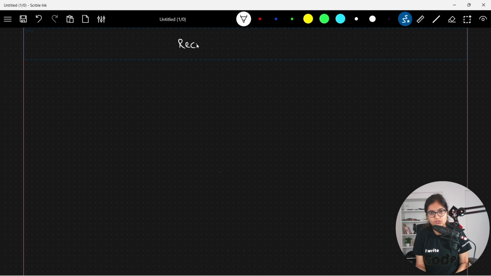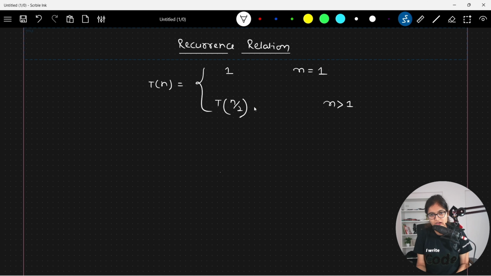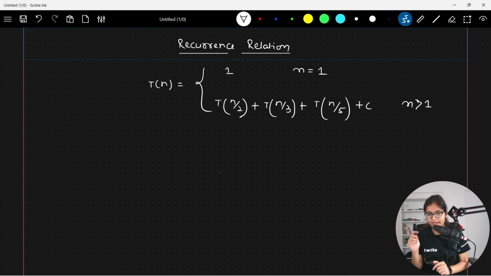For example, a recurrence relation is given to us, which indicates that the value of T of n is equal to 1 when n is equal to 1, and when the value of n is greater than 1, it is equal to T of n by 2 plus T of n by 3 plus T of n by 5 plus C. This is the kind of recurrence relation that we have.